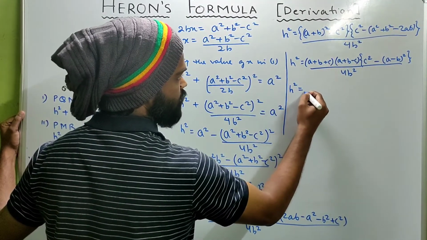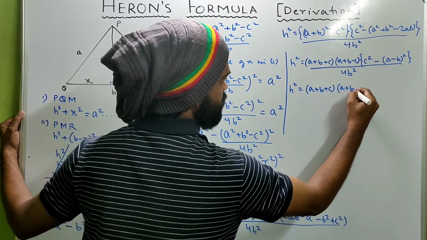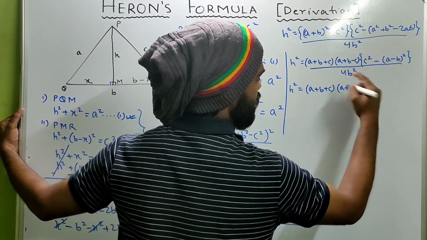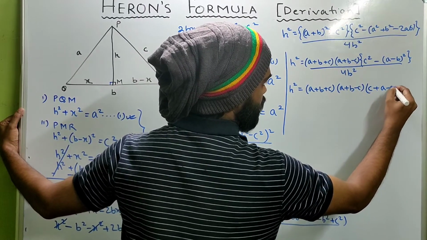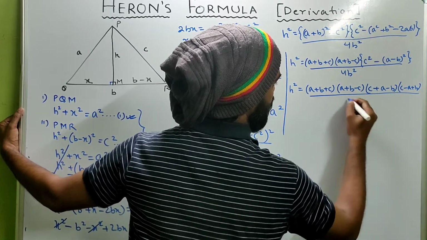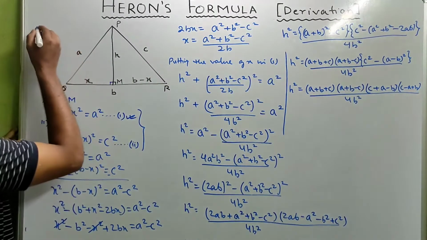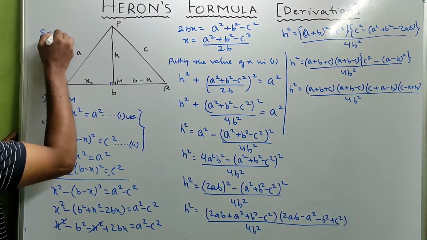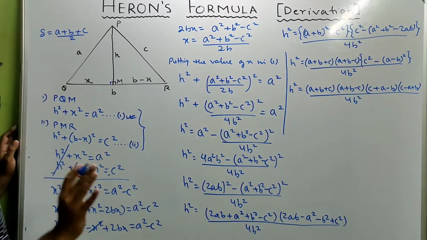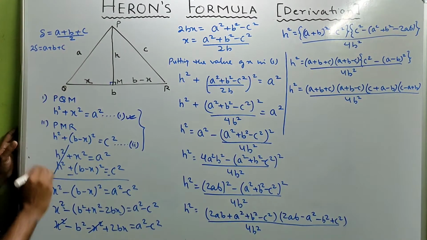Now look carefully. So this becomes h square equals to, this is a plus b plus c, a plus b minus c, and this is again x minus y and x plus y. So x plus y, x minus y by 4b square. Am I clear? Now what we do, we take s as (a plus b plus c) by 2. Okay, then twice of s becomes a plus b plus c.